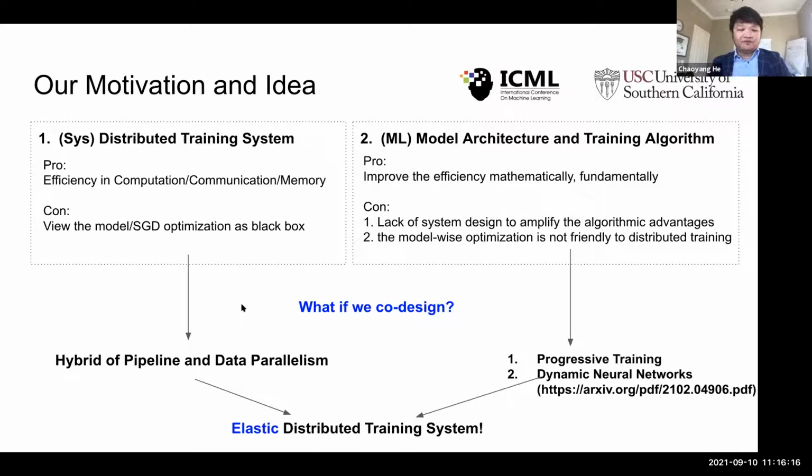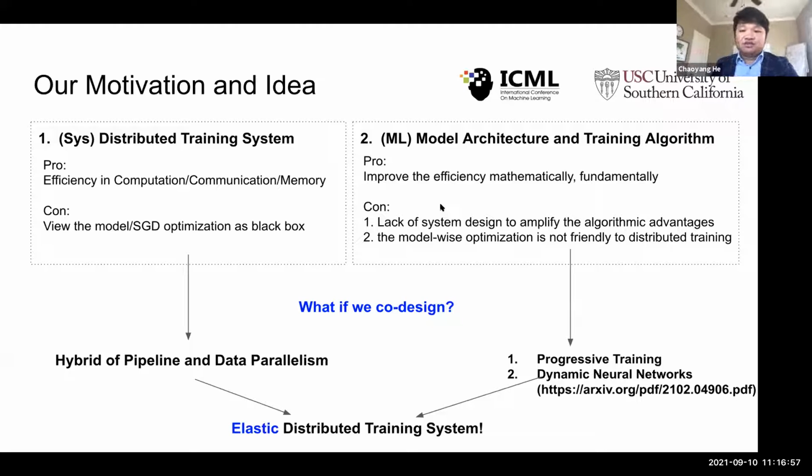So motivated by these two lines of work, in this paper, I would like to propose an idea which is called elastic distributed training system. This is motivated by two facts here. The first one is that, as I just mentioned, in distributed training systems, people normally consider just the different layer partition and data partition, but they never consider how to optimize the model architecture, how to do SGD optimization. So they just view this kind of machine learning optimization as a black box. So this is, I think, the major drawback from the system-wise research.